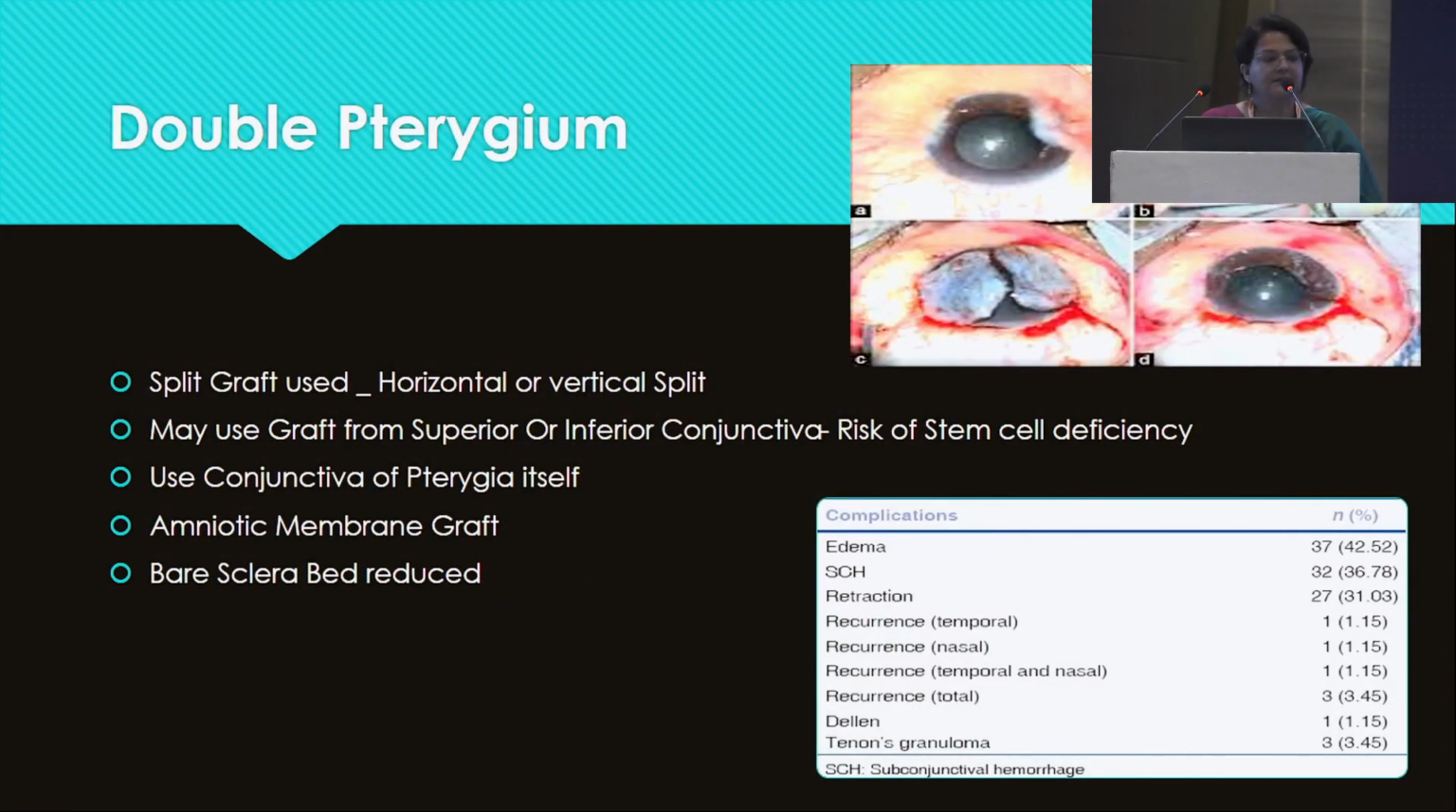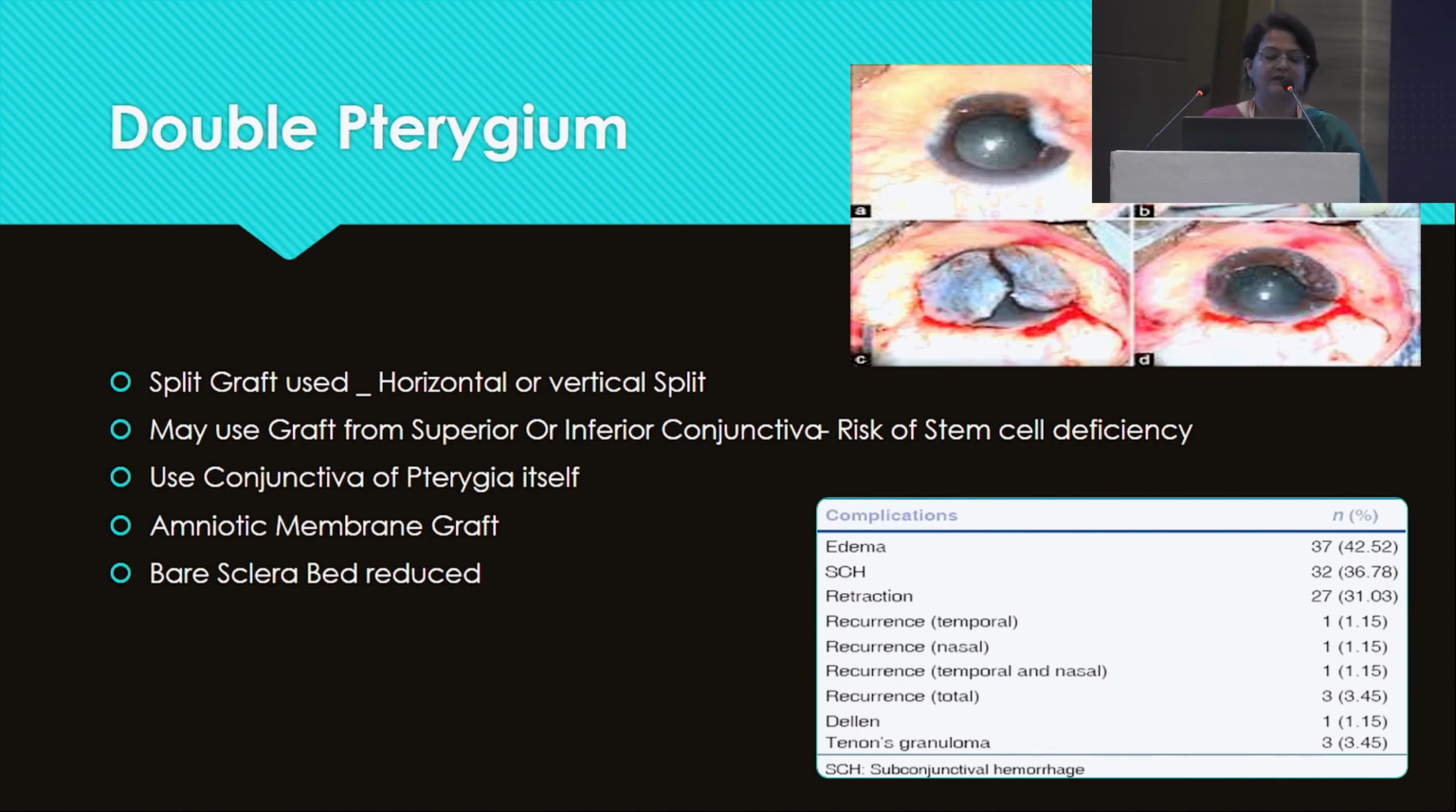Now, double pterygiums are also quite common, especially in the western part of our country. And here the challenge is that you need a large graft, and if you take a large graft from the same eye, then you are almost involving 180 degrees of the conjunctival bulbar graft available near the limbus. So there are different techniques for this. A split graft may be used.